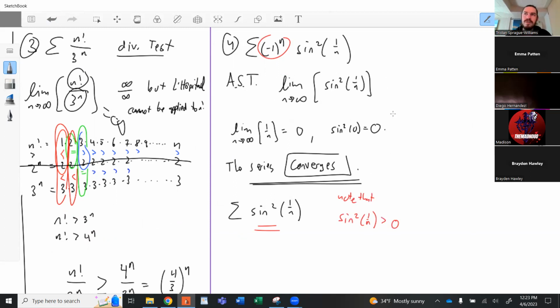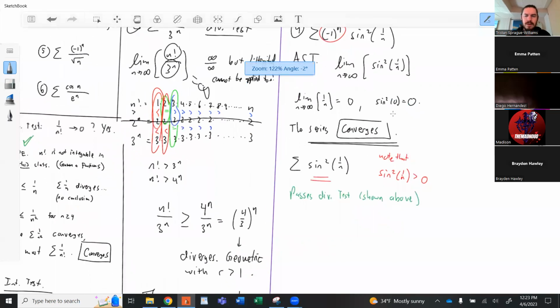It's never actually equal to 0, because the sine function is only equal to 0 at multiples of pi, and 1 over n is never going to give you a multiple of pi. So you'll never actually get a 0 value. It's strictly positive. But what's going on with that? It is approaching 0. We already showed that above, so we know it passes the divergence test.